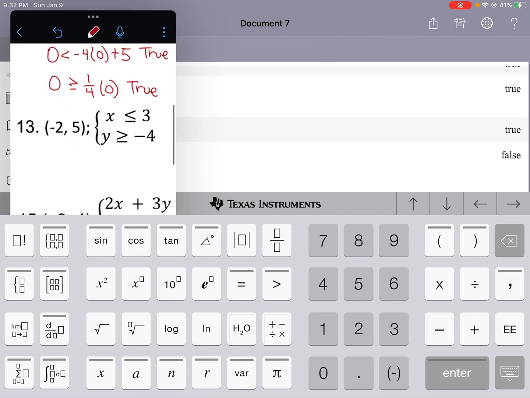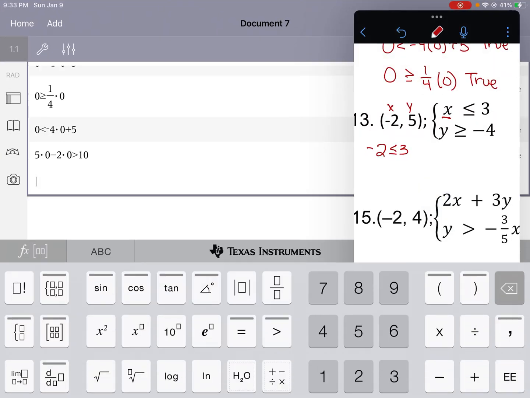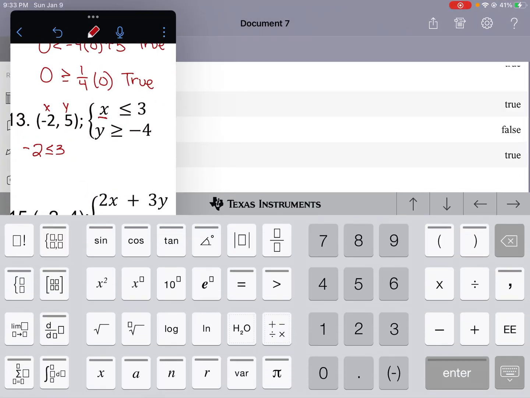Okay, so we're going to do the same thing here. Remember, this is my x value, this is my y value, so I'm going to plug in -2 for x in this one right here. So -2 is less than or equal to 3. Well, if you're not sure about that, again, you can always type it in the calculator. Press enter. It tells us that it's true.